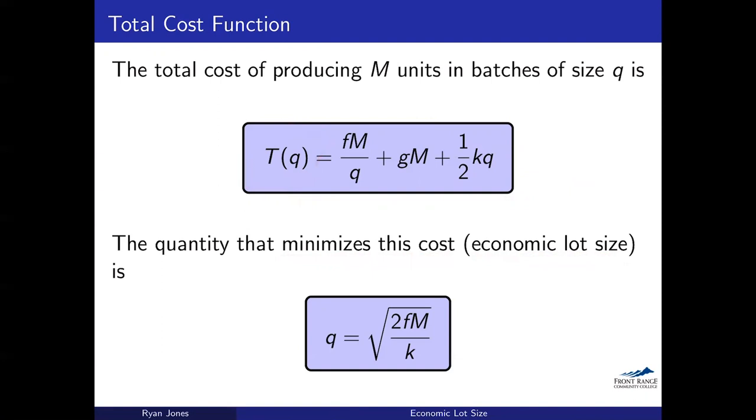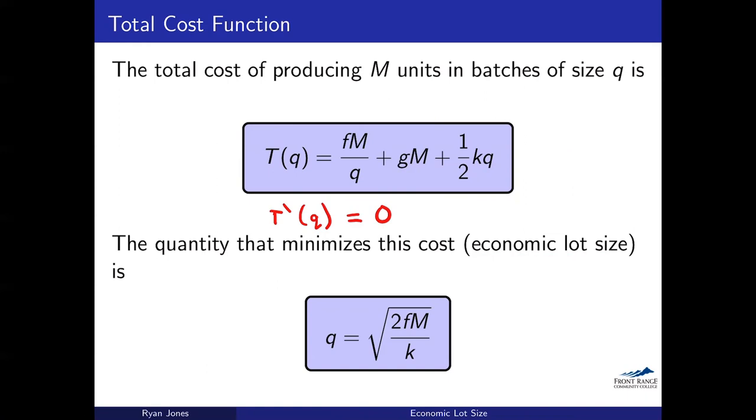So guess what? If I take that cost function and I set T prime of Q equal to zero, that's going to give me a relative extrema. We've talked about that before. We're really just doing optimization here. We're going to take a derivative of T and we're going to set it equal to zero.